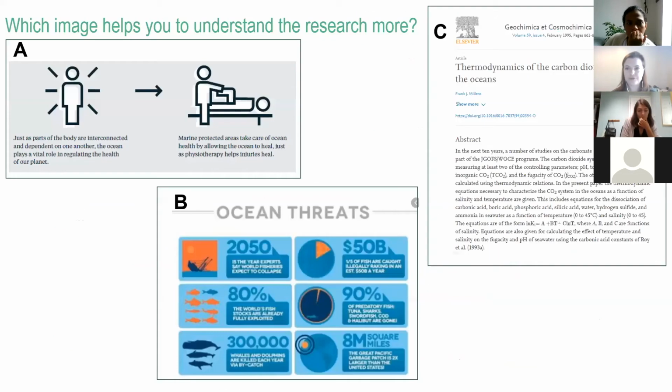They're very different examples. So we have one about the oceans and relating it to parts of the body. We have one that is an infographic on the threats to the ocean. And we have the third one, which is the research paper that the other 2 are largely based off. So if we can get a poll going and people could vote, I'll give everyone a minute.